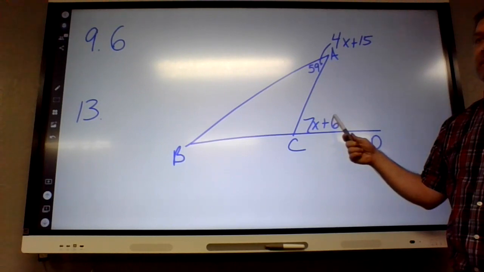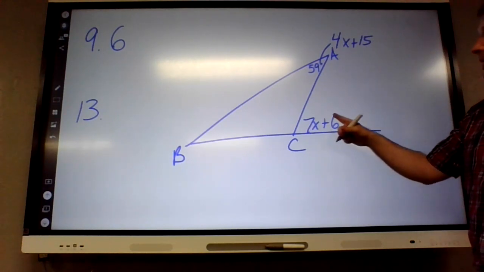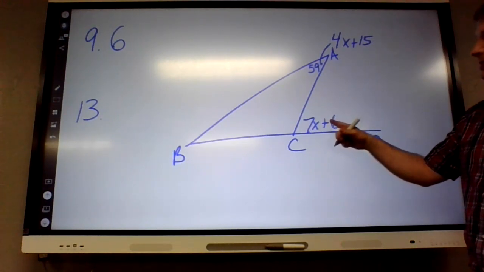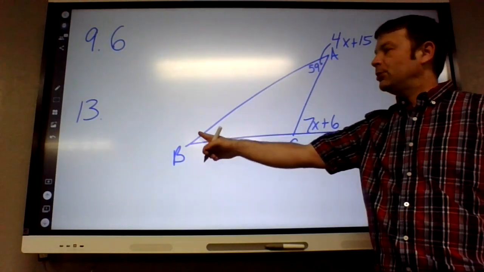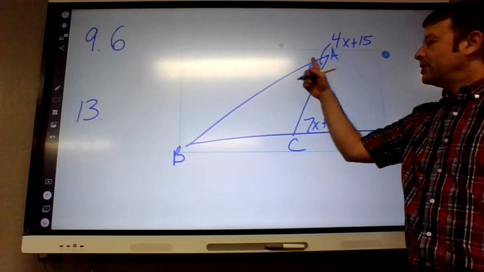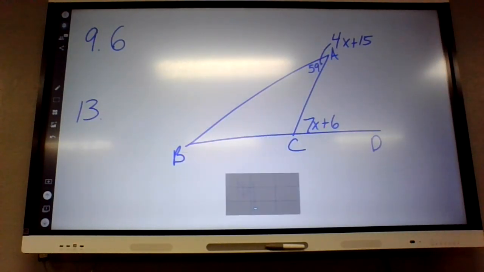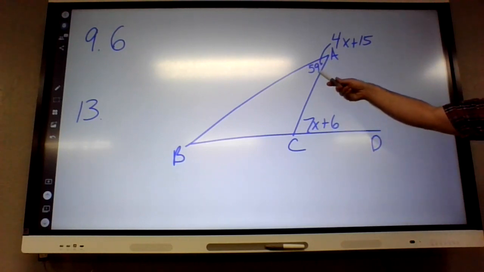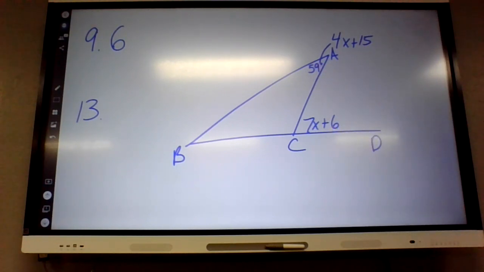Exterior angles. No, it's not alternate interior. That's for parallel lines. A plus B equals, yes. An exterior angle equals the sum of the two remote interior angles. So angle A plus angle B is going to equal this. But how do I figure out what x is? 4x plus 15 plus, no. We don't know, these two aren't related directly.